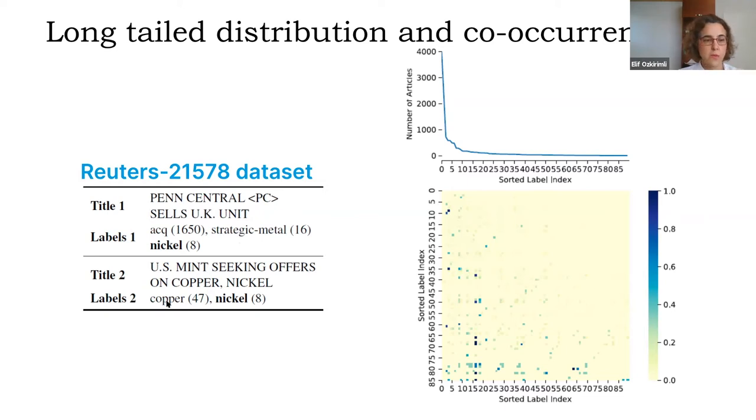These are the labels, and with copper. So even though nickel is a rare label, the labels that it co-occurs with are common labels, for example, 1650 times, or 16 times, or 47 times. So what is the machine learning going to do? It's going to assign strategic metal or ACQ to the text to increase its probability of winning, rather than assigning nickel. So nickel won't find a label.